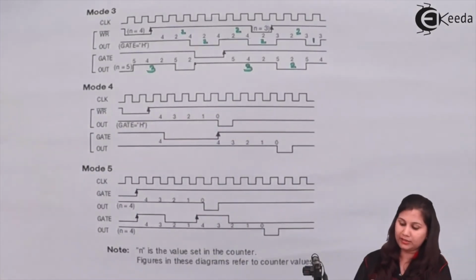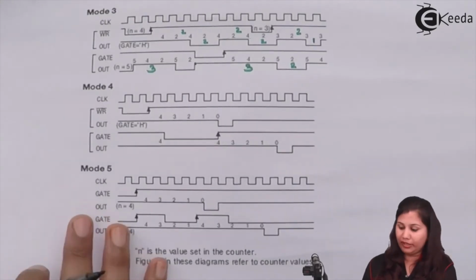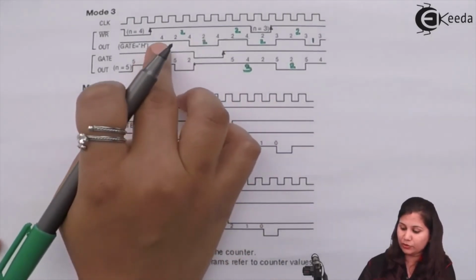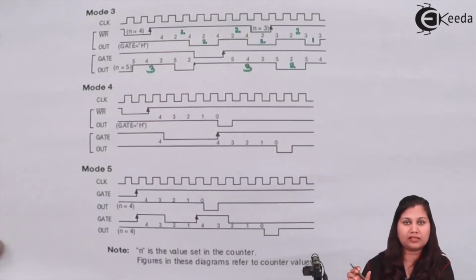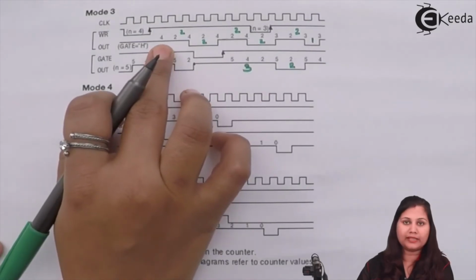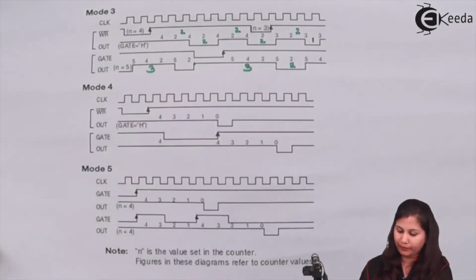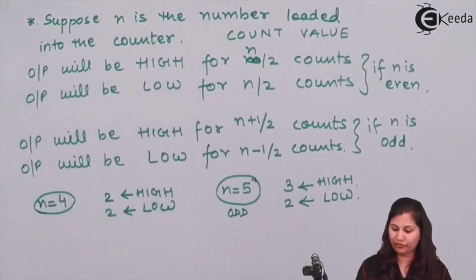In this way it will be a square wave generator, because here you can see that a square wave is generated for 2 clock pulses, meaning a square wave is there when the counter value is an even number. Okay, so this was mode 3, the square wave generator.